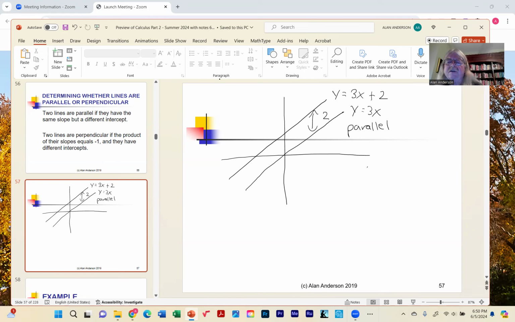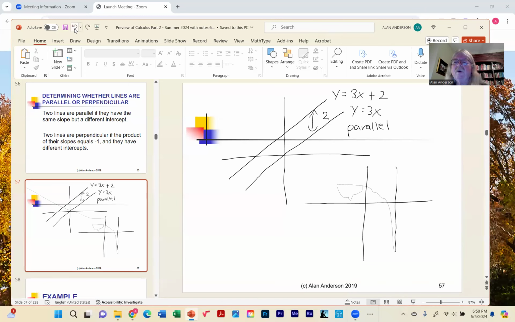Now, perpendicular means that they cross, but at a right angle. Oops. I'm still waiting on Wacom to tell me how to fix my tablet. I'm using this other one that I'm not as good with. So here are the two lines. And so there's a 90-degree angle where they cross. Okay. This is what it means to be perpendicular.